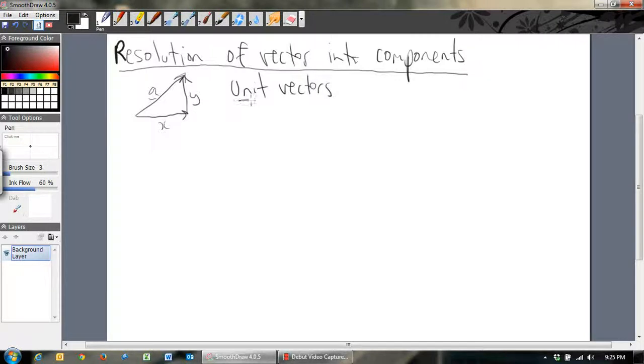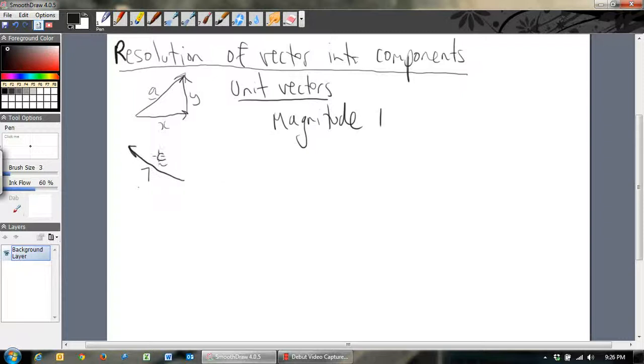You can probably guess what a unit vector is. A unit vector has a magnitude of 1, so it has a length of 1 unit. Let's have a look at what a unit vector might be. Here's a vector C, and let's say that C has length 7, a magnitude of 7. How could we change this vector C into a unit vector with the same direction?